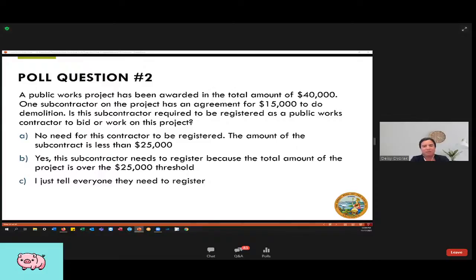Okay, I see 87% say yes, this subcontractor needs to register. And that is correct. The total amount of the project is $40,000, above the monetary threshold, so they do need to be registered. All right, let's move on.